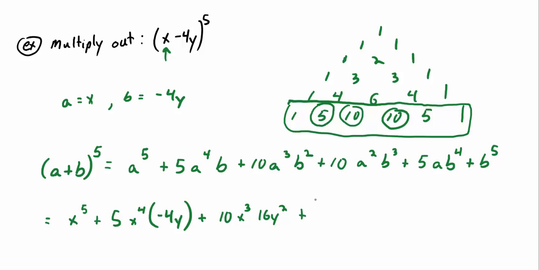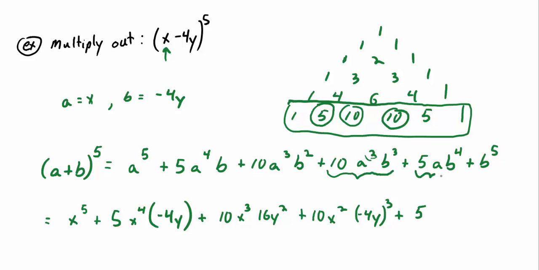And then what would the next one be, this guy? 10x to the 4th. 10x squared, right? And then b is negative 4y cubed, which is going to be negative 64y cubed. And you could put that in right away if you wanted to. I'll do it in the next step, I guess.